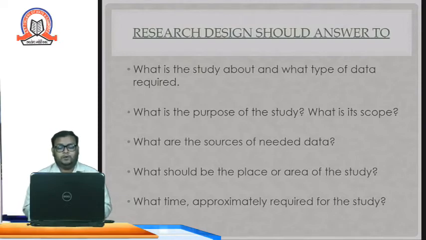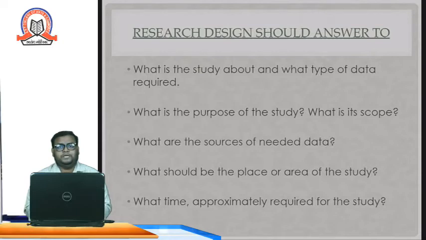Then, what are the resources needed to collect the data? If you talk about the students studying in SST College, then we have to make clear what kind of data we will need for that research. For example, it can be student data: their names, their classes, where they are coming from, and in which different departments they are studying. Then, what should be the place or area of the study.